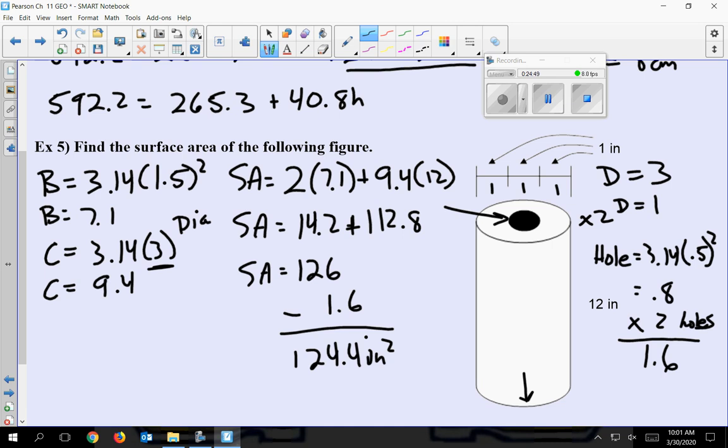I found the surface area for the cylinder to be this. Over here, I found the area of this hole or circle at the top. And since there were 2 of them, I had to multiply it by 2. And I got a surface area of those 2 circles as being 1.6. So I had to go back and subtract it. And this is the surface area for the whole thing now, without the 2 holes. Okay? All right, so hopefully I did a good job there.